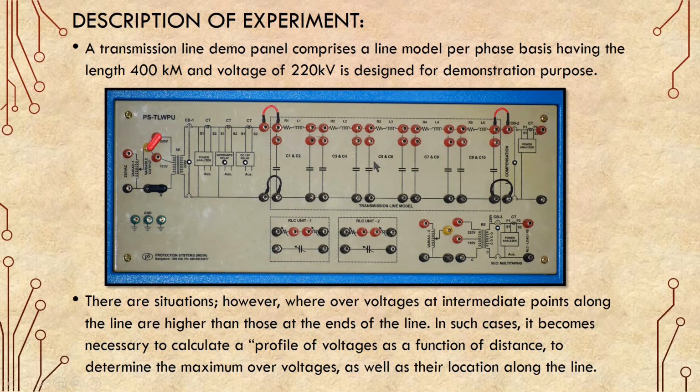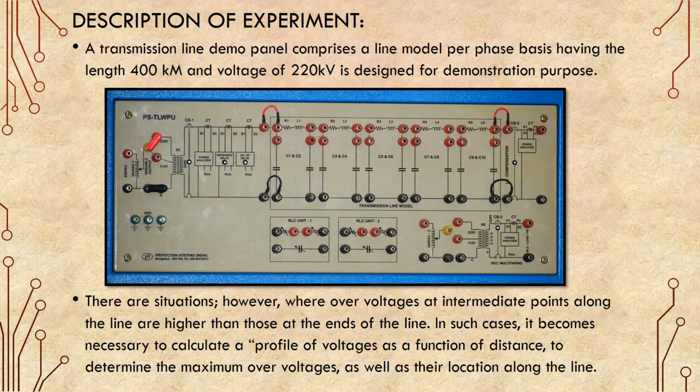So how is this 220 kV, 400 km long distance transmission line incorporated in only this small panel? As we know, in a transmission line only R, L and C are there. So if you have R, L and C of the value that the real transmission line has, then we can tell that this is a transmission line. It will also reflect the same behavior as the original transmission line.